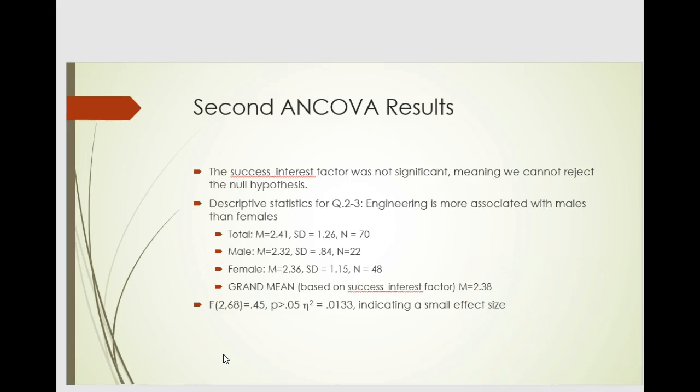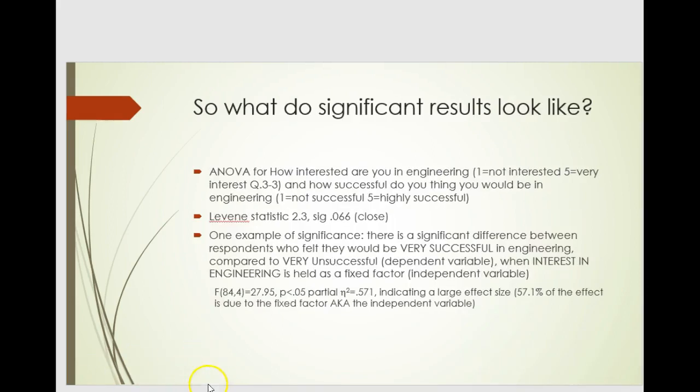Well, after that happened and I had five runs of insignificant results, I asked myself, what would significant results look like for this test? So I went back to the survey, and although this does not have a great deal of research applicability, I decided that I would take two questions that I felt would be strongly correlated with each other. How interested are you in engineering, and how successful do you think you would be in engineering? Since they're on the same scale, I do not have to reverse the scale, and one would be low, either not successful or not interested, five would be high, very interested, or highly successful. When I ran the ANOVA with those two variables, what I did find was that this was significant. My F value is 27.95, my P value is less than 0.05, and my partial eta squared is 57%, or 0.57, meaning that about 57% was due to the fixed factor. So at least I got some significant results.